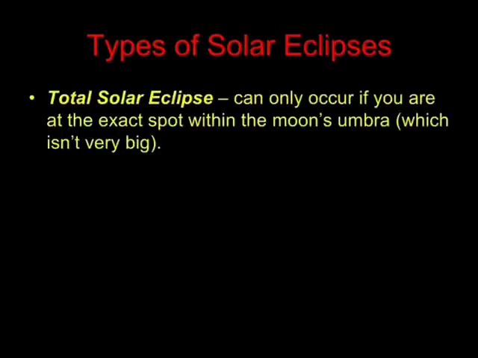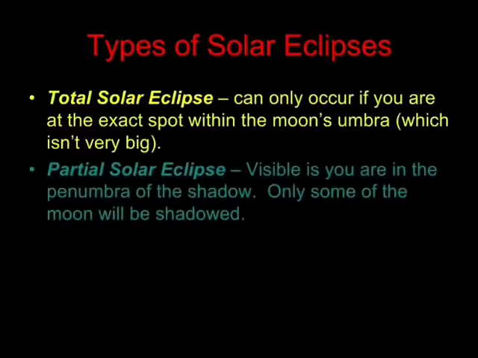Types of solar eclipse. Number 1 is total solar eclipse. It can only occur if you are at the exact spot within the Moon's umbra, which isn't very big. Number 2 is partial solar eclipse. It's visible if you are in the penumbra of the shadow. Only some of the Sun will be shadowed.